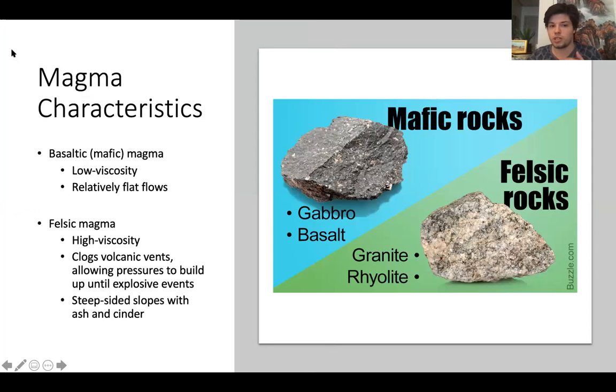So there are two types of magma we're going to be talking about: a basaltic or mafic magma, which has low viscosity. This means it flows more easily, and it has relatively flat flows because of that. Then there's felsic magma, which has high viscosity. And because of its high viscosity, felsic magma will clog volcanic vents, and this allows pressure to build up until eventually it explodes. And this is what causes explosive volcanoes in general.